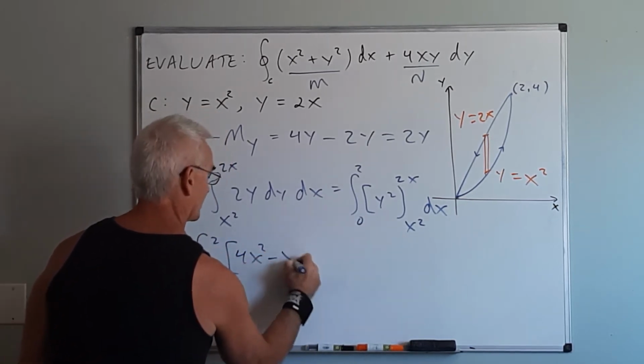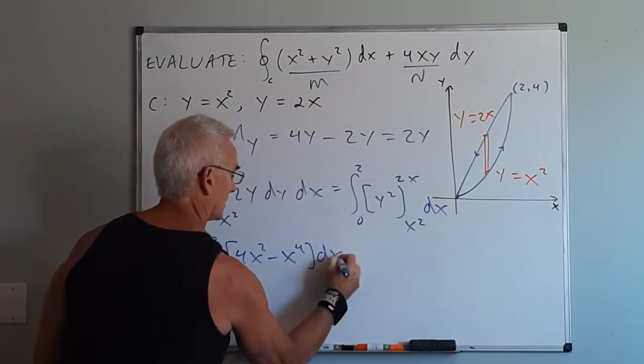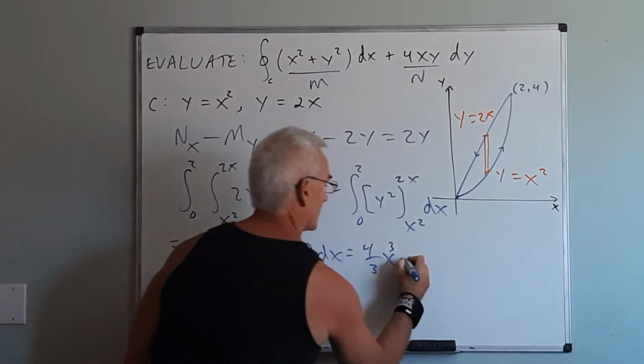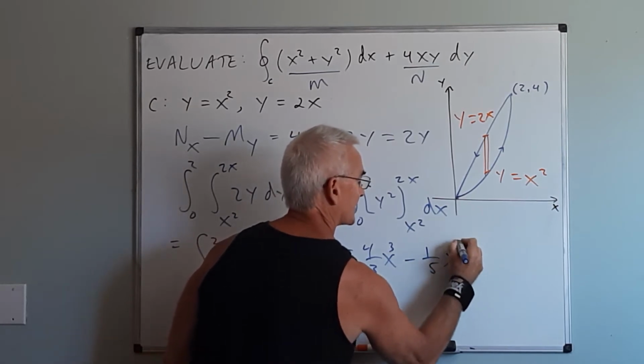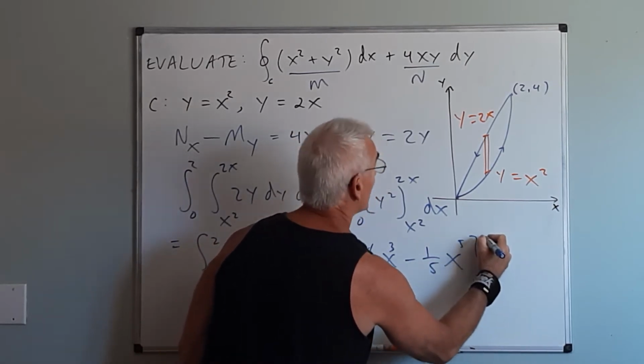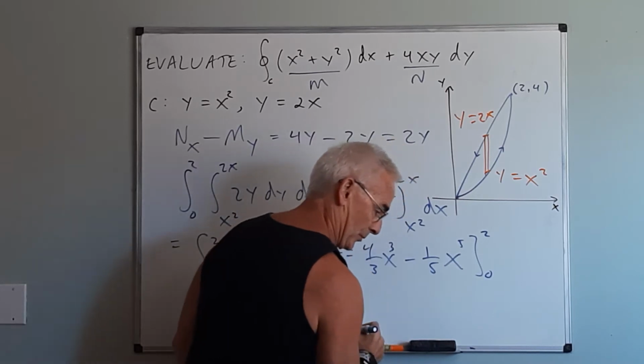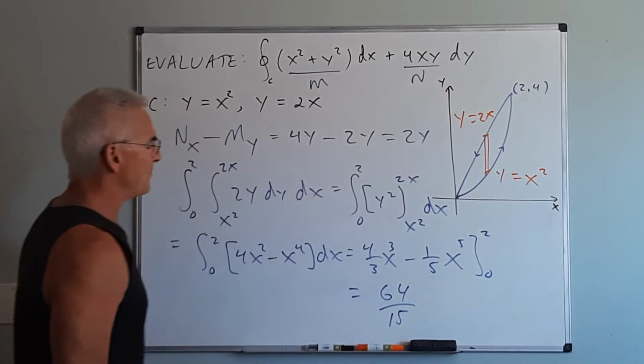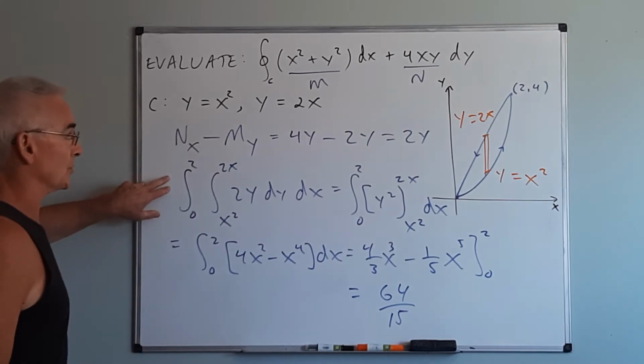When I substitute, from 0 to 2, (2x) squared minus (x squared) squared, which would be 4/3 x cubed minus 1/5 x to the 5th evaluated from 0 to 2, and that would be 64/15. A fairly simple process once we changed it to a double integral.